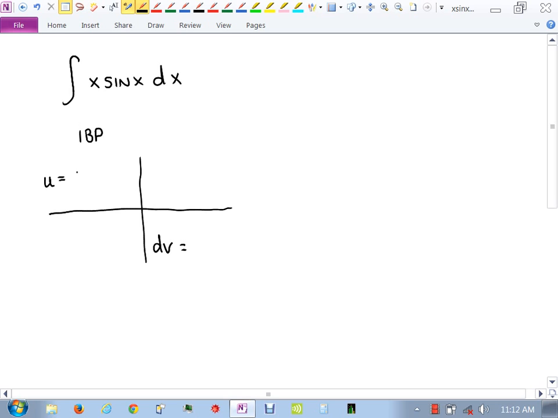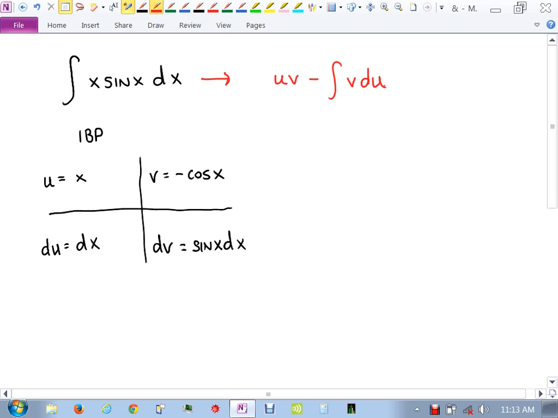All right, so we chose, what was our best choice? x, right? And over here, du was dx. And v here, dv was sine x dx. And then up here was negative cosine x. Now we know that the new integral will turn into uv minus integral v du. So let's go ahead and write it down in terms of what we have.